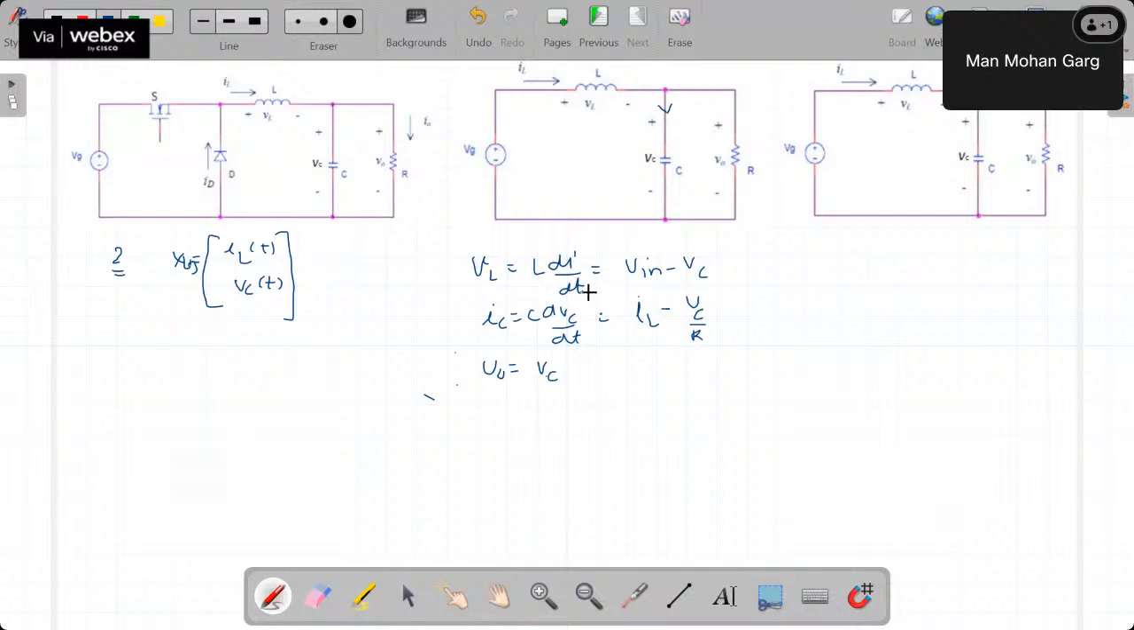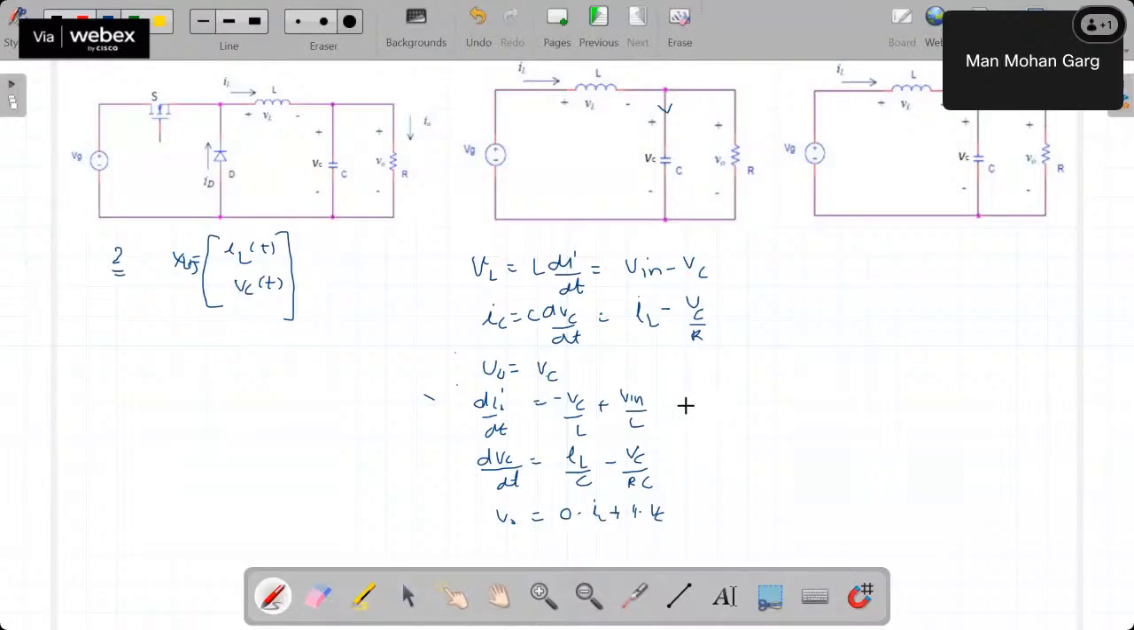Now we will simplify these equations and try to write them in the given standard form. So if I write here, this is dIL by dt, which is equal to minus Vc upon L plus Vin upon L, right? Similarly, this dVc by dt is equal to IL upon C minus Vc upon RC, right? And V output equal to, you can write 0 into IL plus 1 into Vc, right?